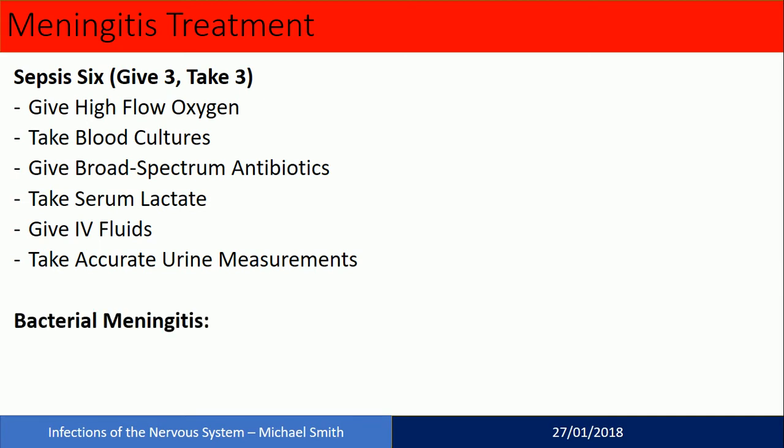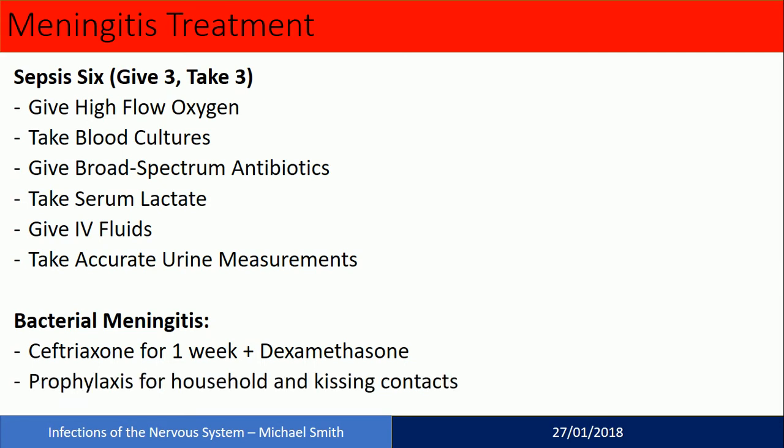In bacterial meningitis, ceftriaxone, which is a very strong antibiotic, is often given for 1 week and is paired with dexamethasone, which is a glucocorticoid. Prophylactic treatment is then given to household and kissing contacts, as these are the people who it's most likely to spread to.